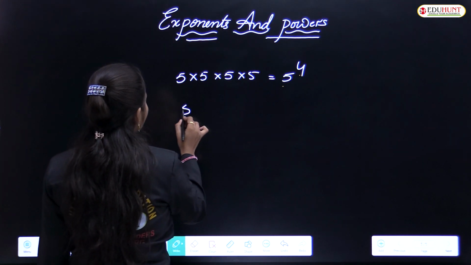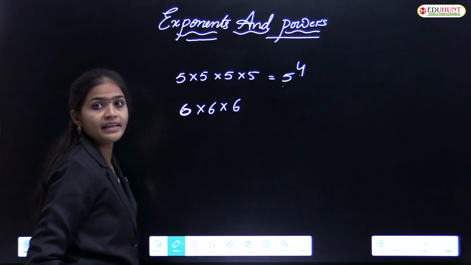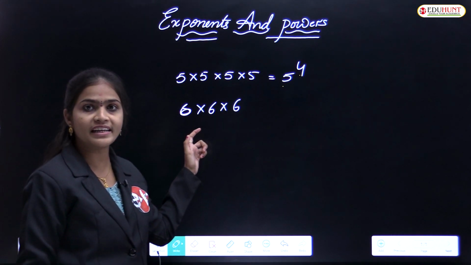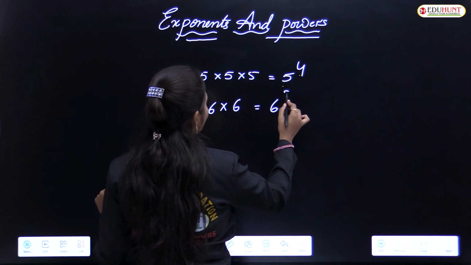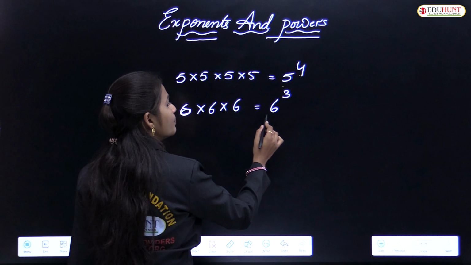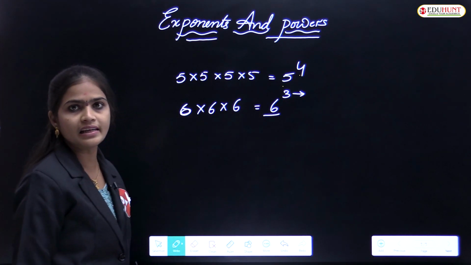Next, 6 into 6 into 6. Here 6 is repeated 3 times, so we write this as 6 cube. What is the base here? The base is 6. What is the power? The power is 3. Is it clear to you?